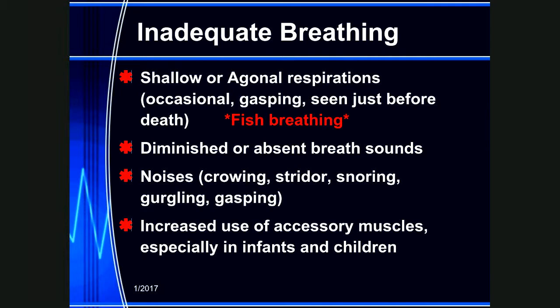Increased use of accessory muscles, especially in infants and children, using their intercostal muscles. They're using the accessory muscles of the neck. The pediatrics may have nasal flaring, or they may be grunting to breathe. When you hear a pediatric child grunting to breathe, they are already in respiratory distress. They are going to go further down quickly. Gasping or grunting breaths is a very, very bad sign of inadequate breathing.